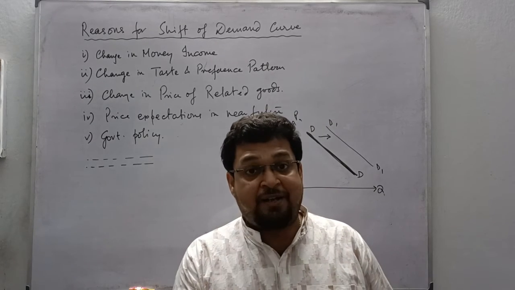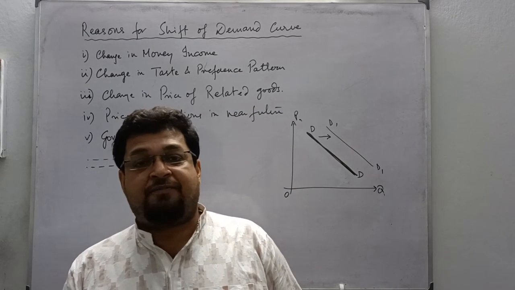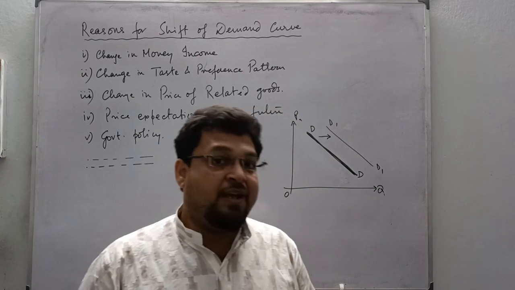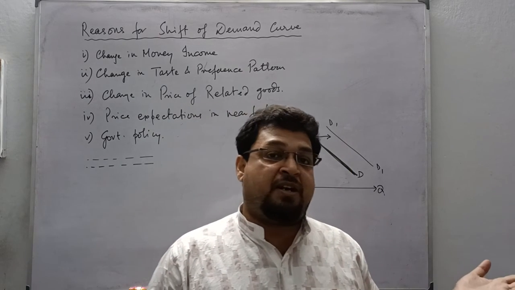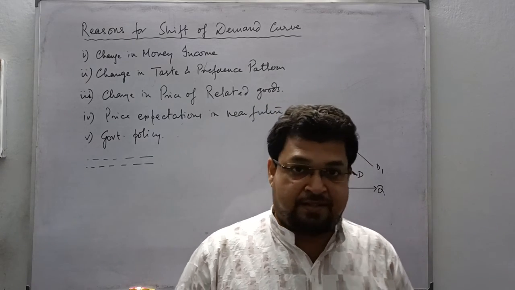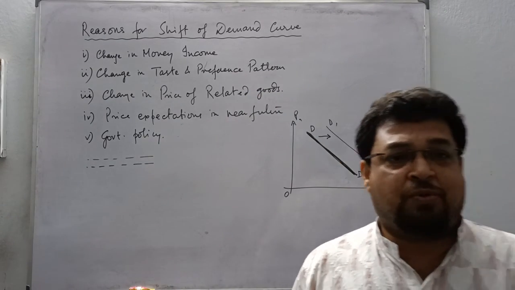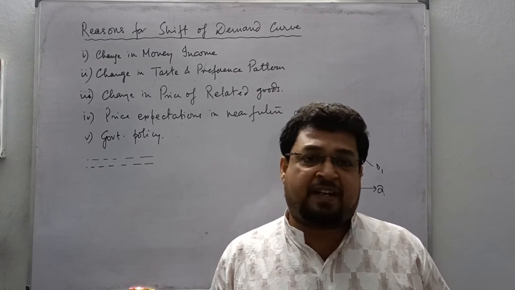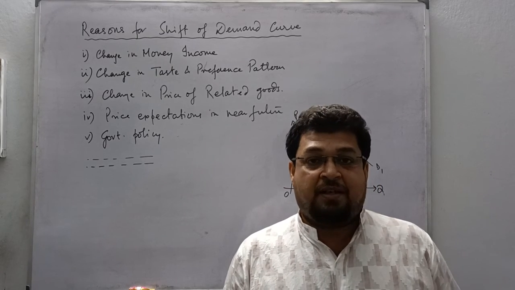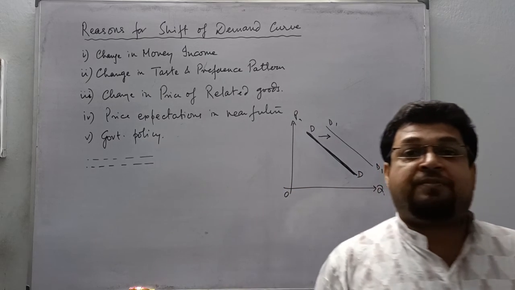So whenever the demand decreases for factors other than price, the demand curve shifts to the left, and whenever there is an increase in demand for factors other than price, the demand curve shifts to the right. I hope these are the reasons, and there may be one or two more. All the factors other than the price of the commodity are responsible for the shift of the demand curve.